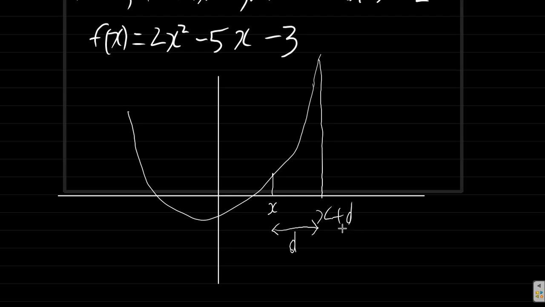You could call it d if you want. But delta and x are 2 different letters, and sometimes you see the x and you get it mixed up with the original x. Now, this is x, so this is f of x. And this is x plus d, so this is f of x plus d.